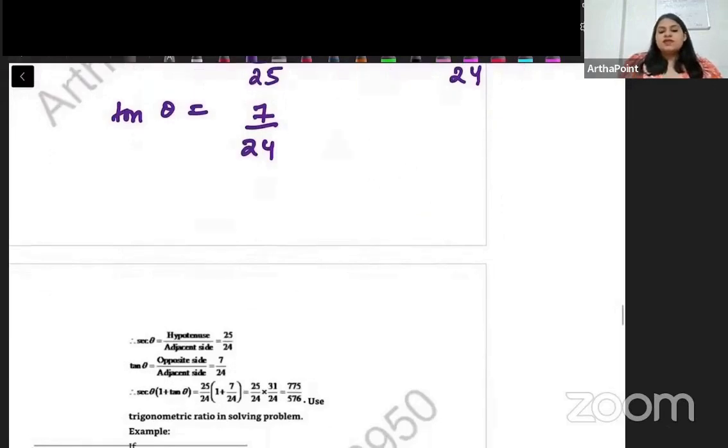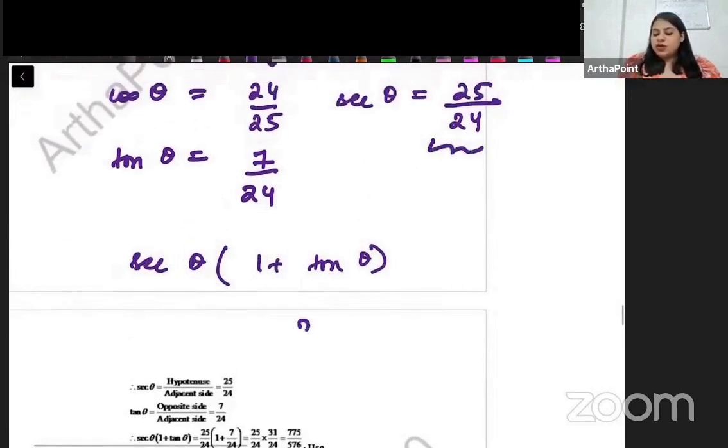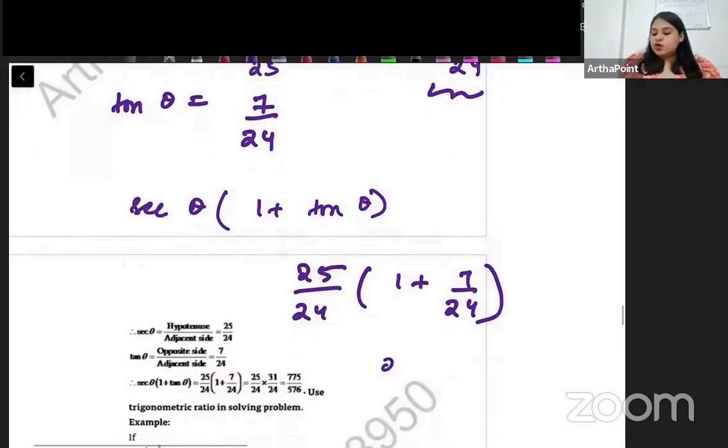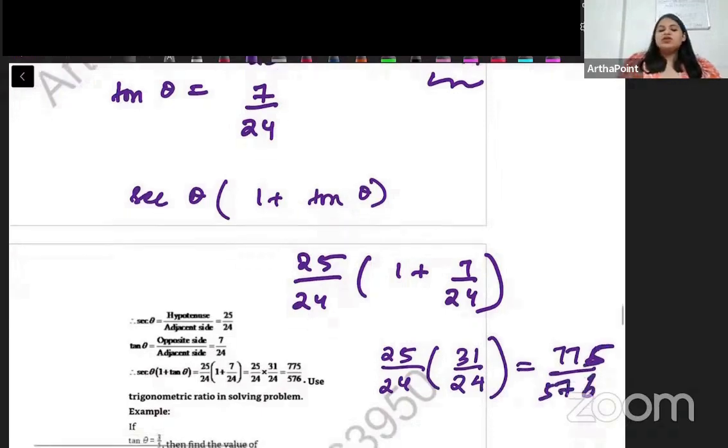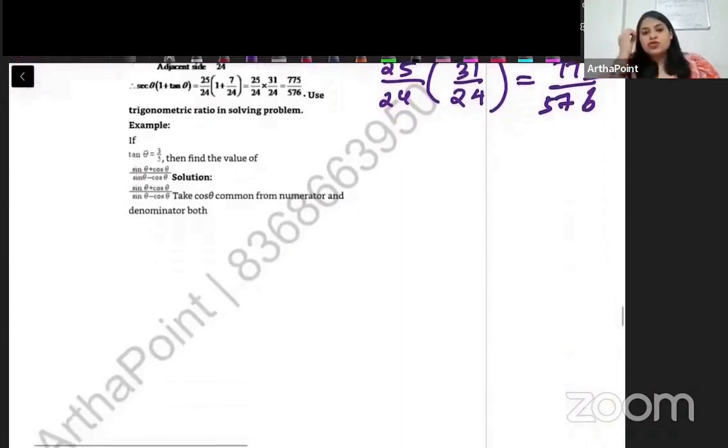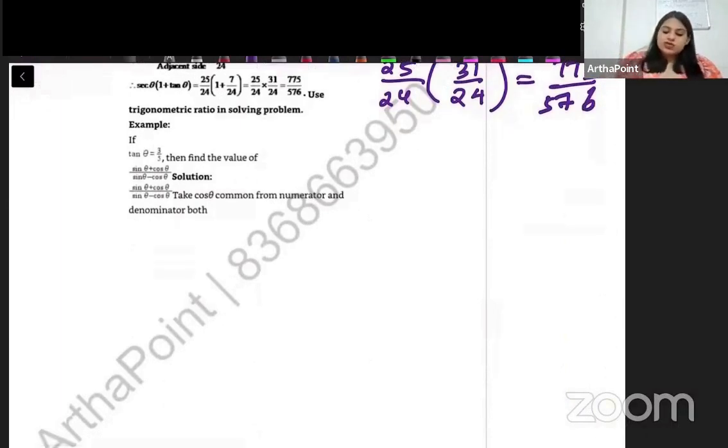So now it is asking find out sec theta into 1 plus tan theta. Sec theta you have found out as 25 by 24 into 1 plus 7 by 24. So this is going to be 25 by 24 into 31 by 24. So this will be 775 by 576. So that will be the answer to this question, right? Come to the next question, beta.